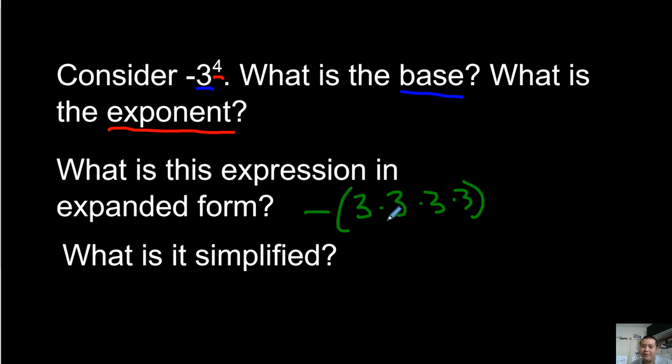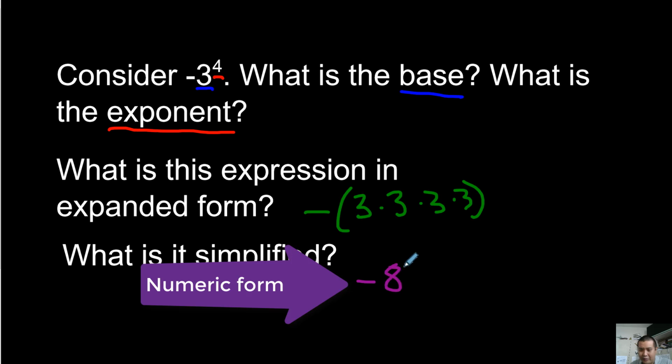So what is this one simplified? 3 times 3 is 9, 3 times 3 is 9, so we got 9 times 9, which is 81. So our final answer, in numeric form, is negative 81.